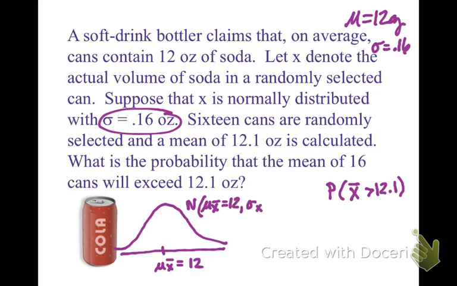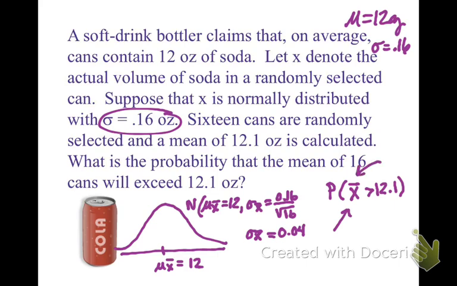I can calculate the standard deviation of this sampling distribution. It's sigma divided by the square root of n, or the square root of 16. So I can simplify my standard deviation for my sample means, which comes out to 0.04. So we're going to calculate the probability of getting a mean, an x bar, that's at least 12.1.